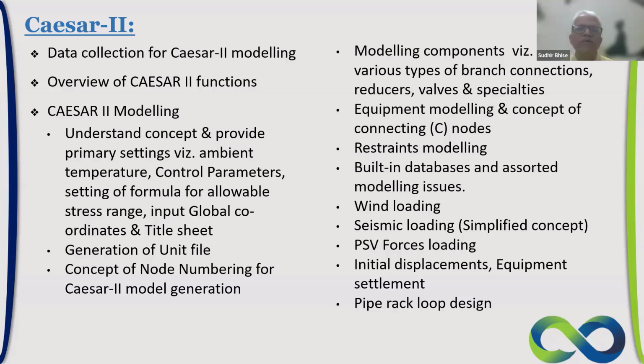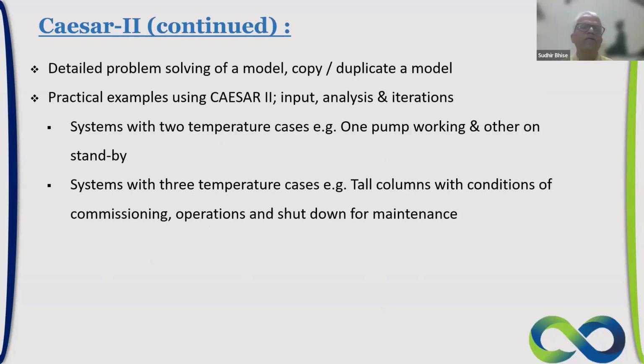Then we will study how to calculate a loop on a pipe rack, and different types of loops, 4D, 4 band, 6 band, etc. And then we will continue with detailed problem solving with the help of the different facilities available in Caesar for ease of modeling. And then we'll apply the technique to find out various systems which are subjected to temperature and pressure variation. Many systems will operate in such a way that in one cycle some part of the piping is going to be hot, and another part is going to be cold.